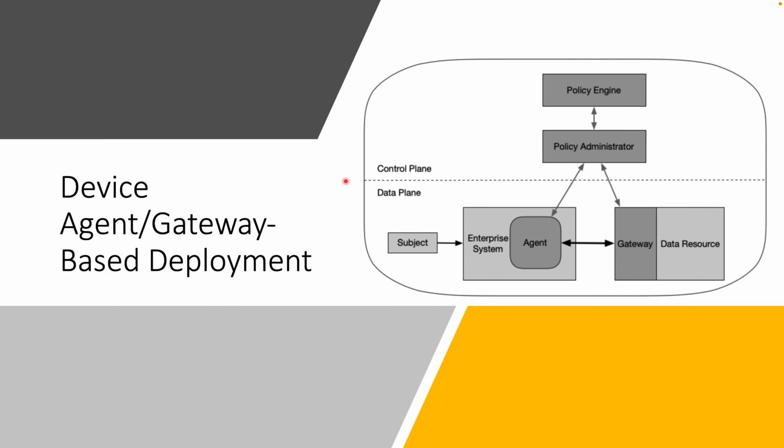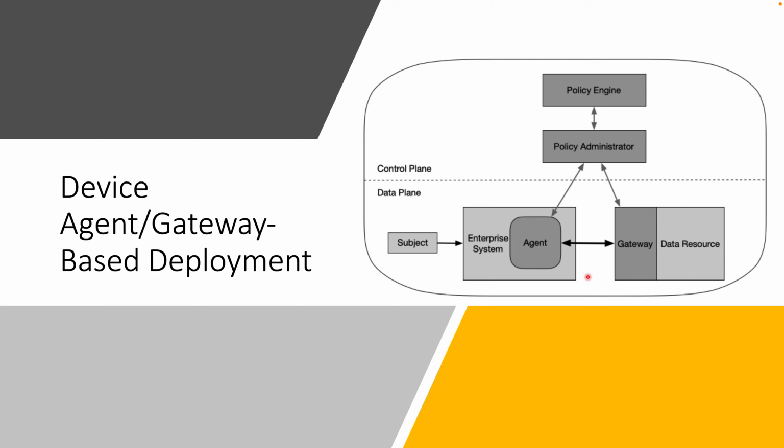Now let's check the first deployment model. Device agent or gateway based deployment. A device agent is installed onto each system and a gateway is placed between the system and resources. With the gateway, the two handle the policy administrator role together.